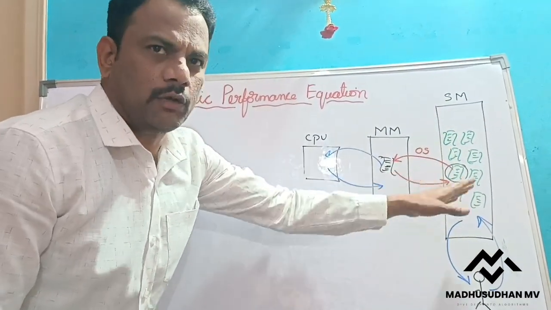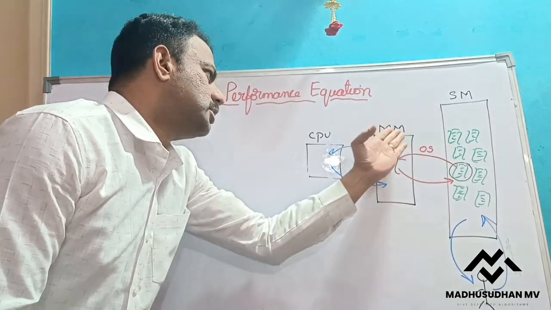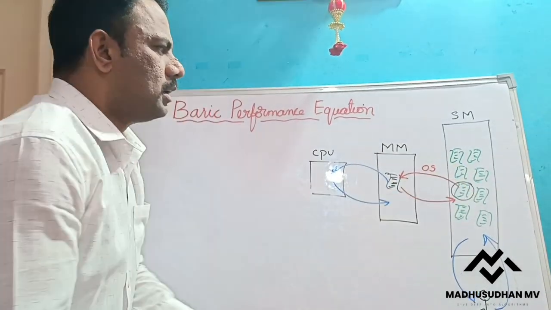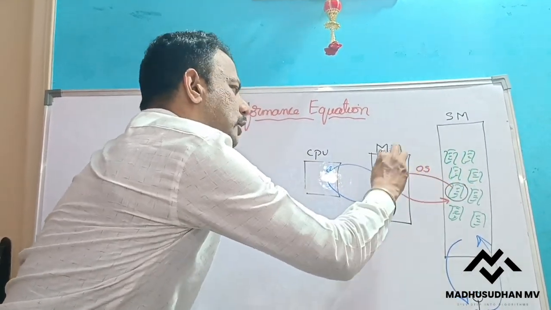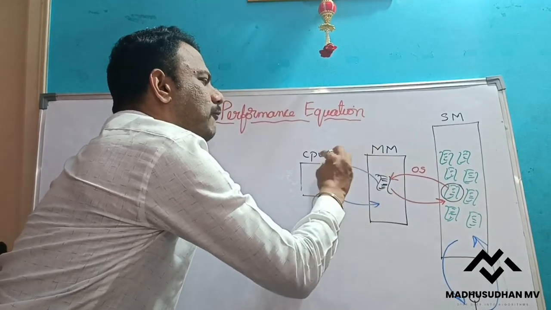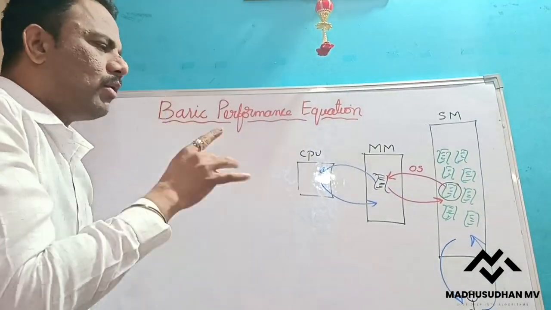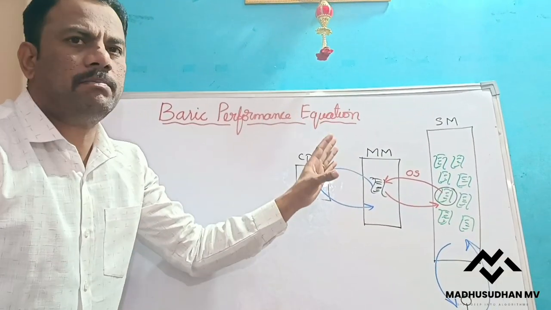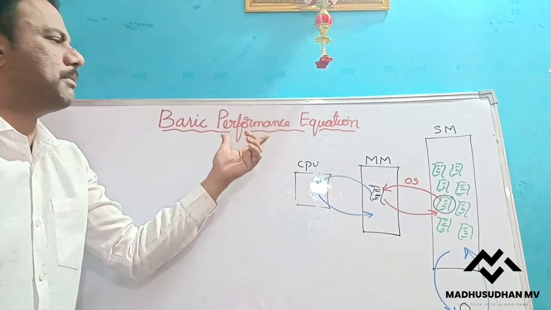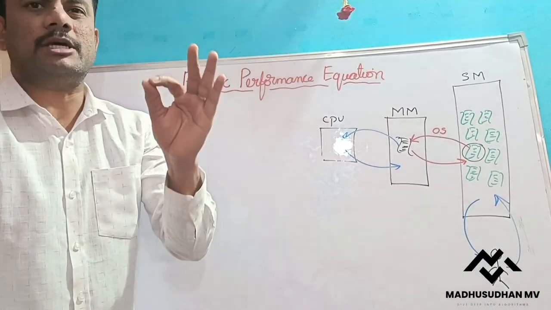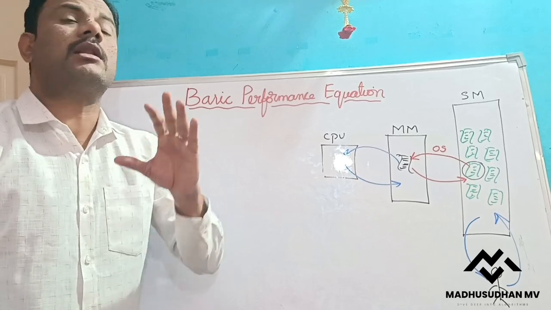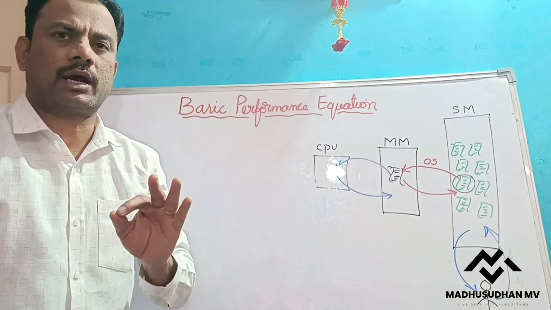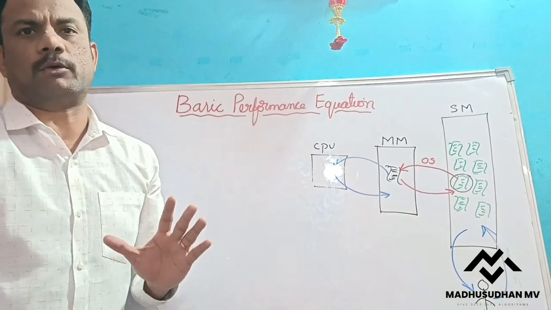Now, whenever I want to execute any program, that program I need to shift to what? Main memory. That will be done by the operating system. Once we bring the program we want to execute into the main memory, then the CPU can take it from the main memory and execute. Now the question is, how much time does our CPU or the processor take to complete the execution of one program? That is the performance. Performance is a measure of how quickly our computer, especially the processor, can execute the program.